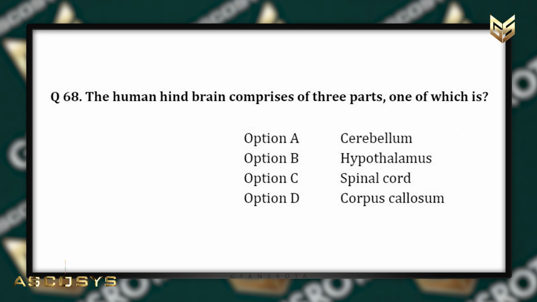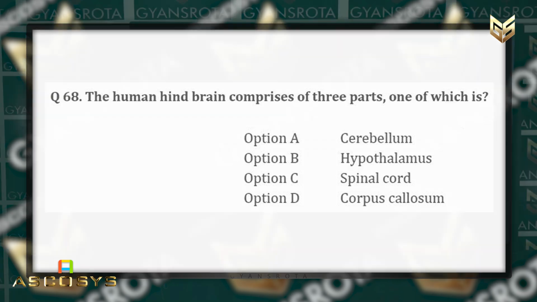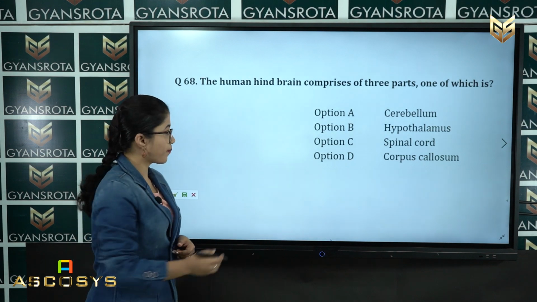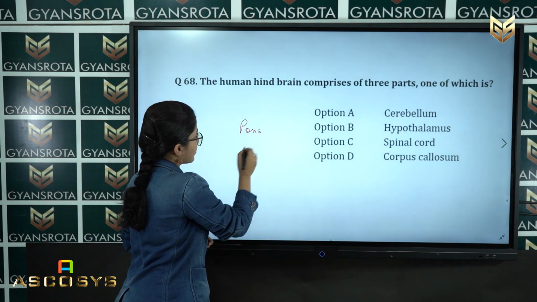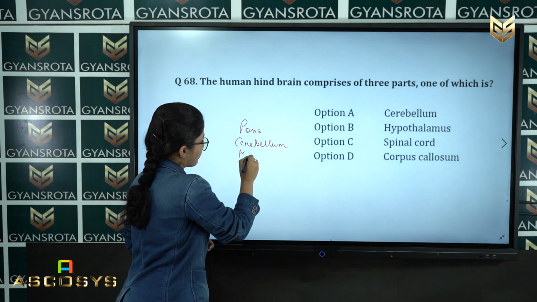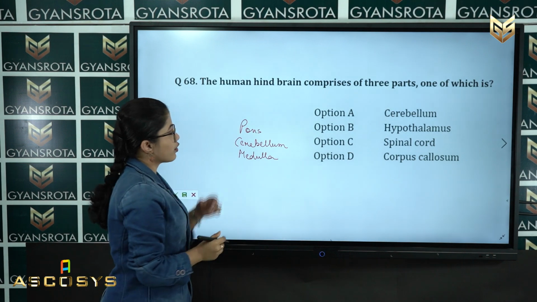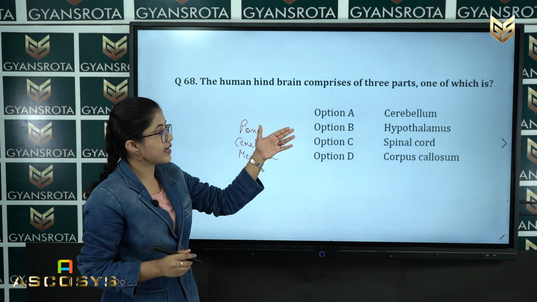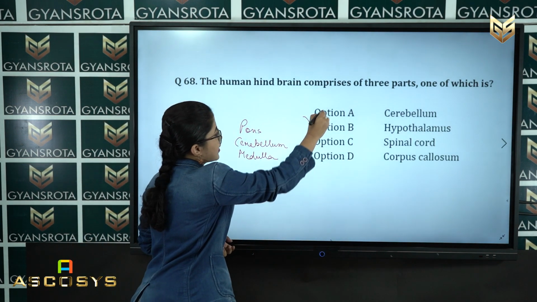The human hindbrain comprises of 3 parts, one of which is option number A, cerebellum, option number B, hypothalamus, option number C, spinal cord, and option number D, corpus callosum. So, student, what are the 3 parts of the human hindbrain? That is pons, then cerebellum and medulla. So, out of these 3 parts, what is written in this option? That is option number A is cerebellum, which means option number A is the correct answer.